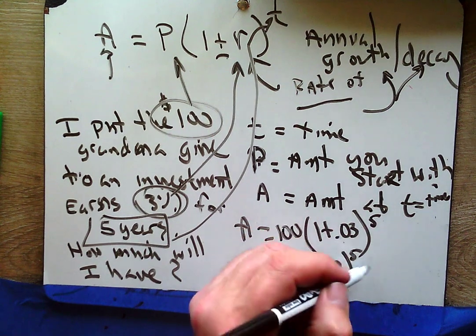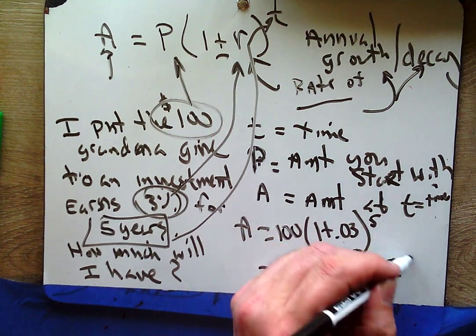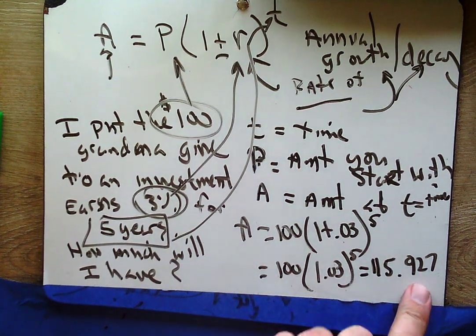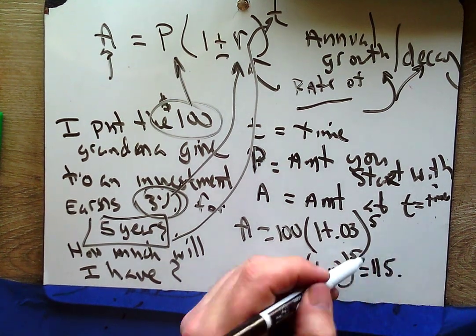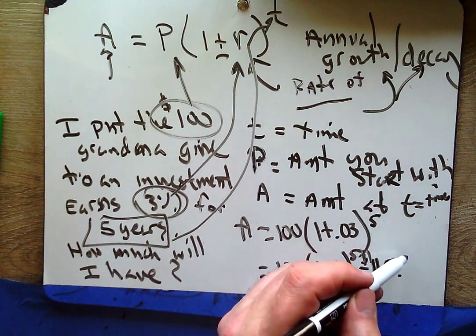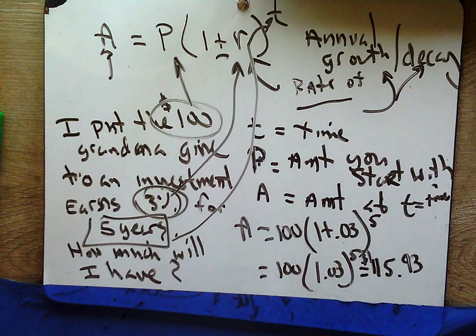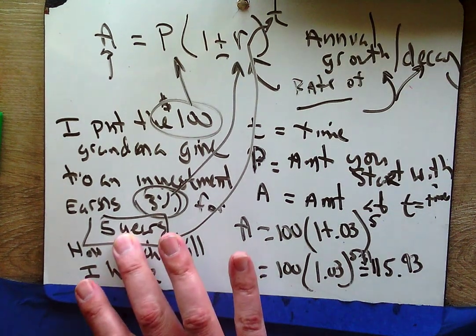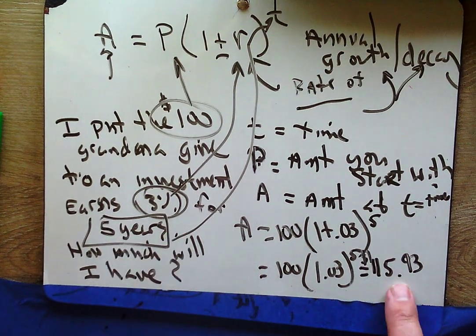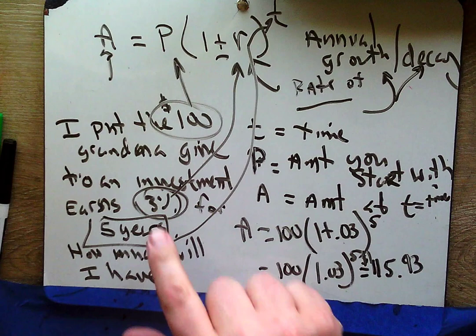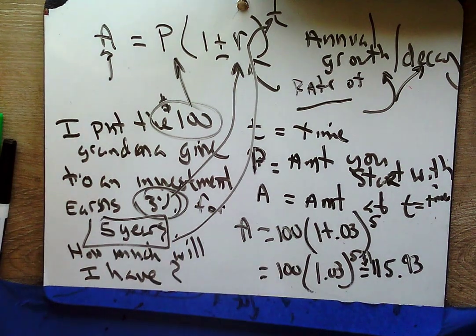I get 115.927. And since in this case we're talking about money, I feel much more confident about rounding that to 93 cents. So if I hold on to that money for 5 years, I'm going to have an extra $15.93 at the end of that amount of time. It doesn't seem like you're getting much interest on that, but that's actually a really good interest rate right now.